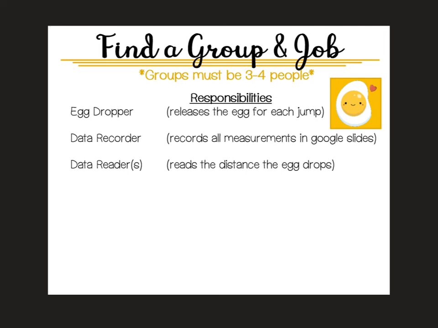And then lastly, if you have 3 people, you would have 1 data reader. If you have 4 people, you'll have 2 data readers. They're going to look at the yardstick, and when the person is dropping the egg, they're going to see how far down it goes. So that person just needs to be able to pay attention and be able to read a meter stick. So just be thinking about which job you might be interested in. Again, I'll tell you your groups tomorrow, and then you can each decide what job you want to have.